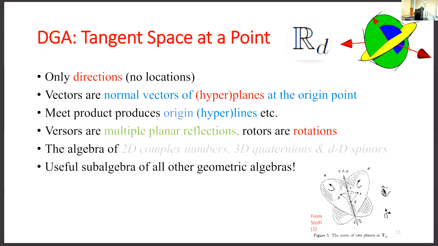And well, all of us know and love the fact that in 2D you just get the complex numbers. In 3D you get quaternions, and in D dimensions you get spinor-like objects that rotate around the origin. It's useful because it's a sub-algebra of all useful geometric algebras, really.